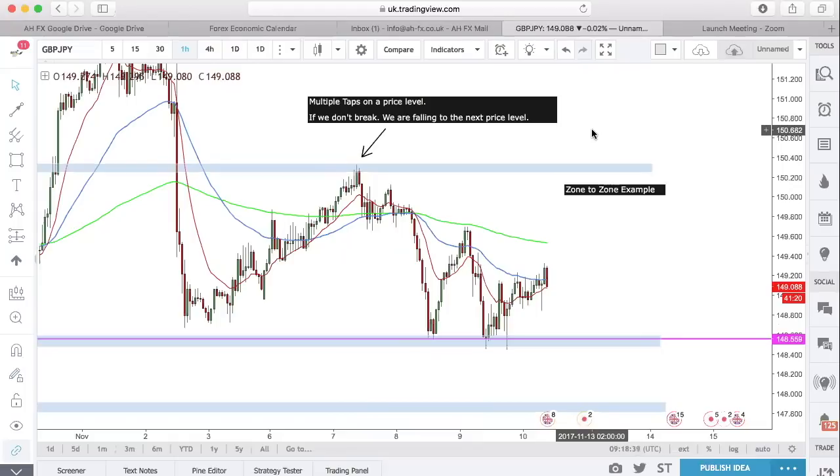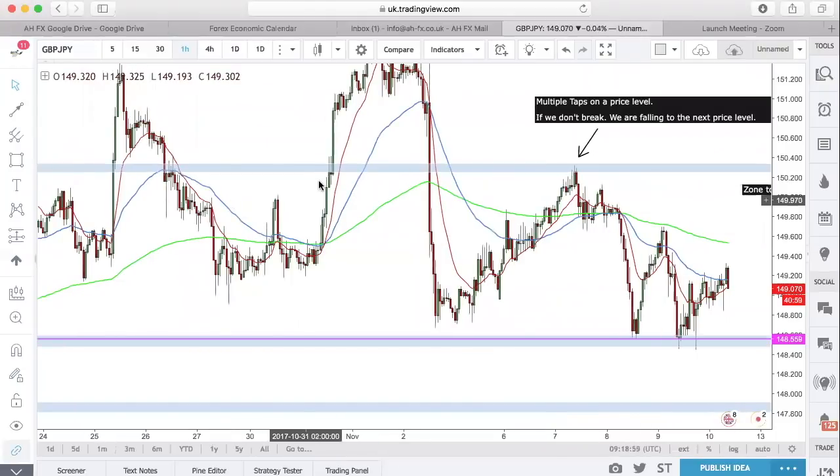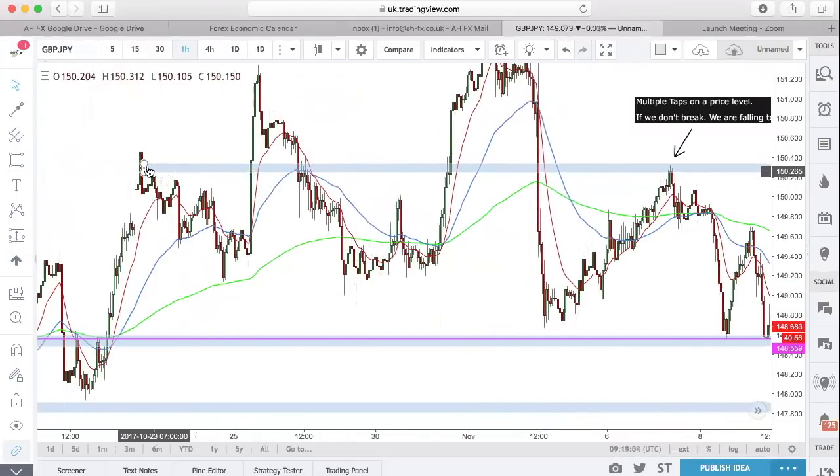How did I know this was likely? So multiple taps on a price level, like I've described earlier in the video. If we don't break it, so this is resistance, if we don't break resistance and we respect resistance, chances are we may fall to support. That is just a rule of thumb. And how do I know this is resistance? Well, like I said earlier in the video, I'm looking left. I'm looking for multiple taps. So we've got taps, taps, taps, and taps. So multiple taps and a pull away.